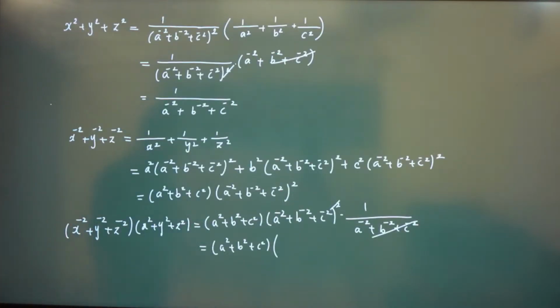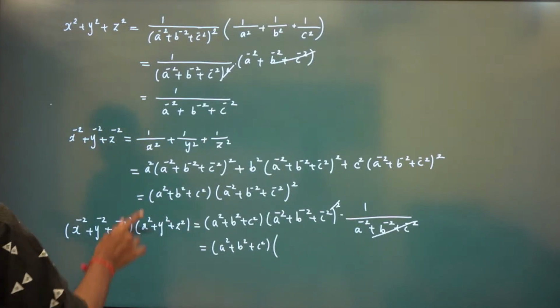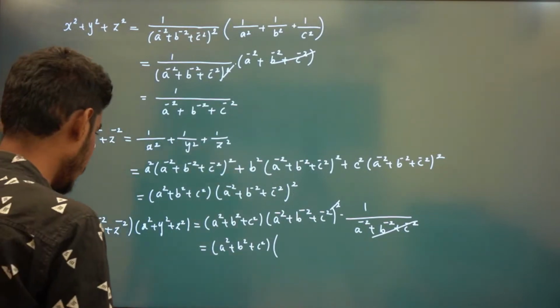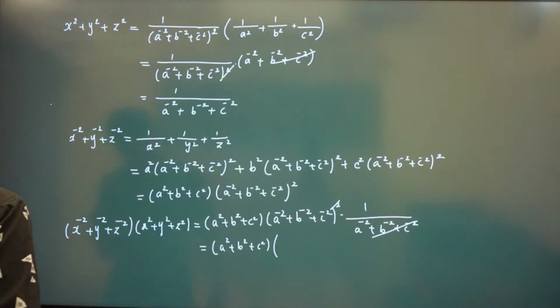Is there any mistake I have made here? So x square plus y square plus z square is 1 divided by a power minus 2 plus b power minus 2 plus c power minus 2. 1 by x square plus 1 by y square plus 1 by z square is a square plus b square plus c square, a power minus 2 plus b power minus 2 plus c power minus 2 whole square, right?